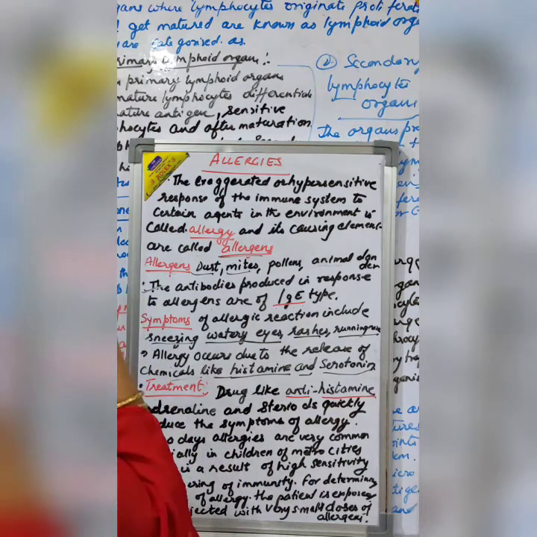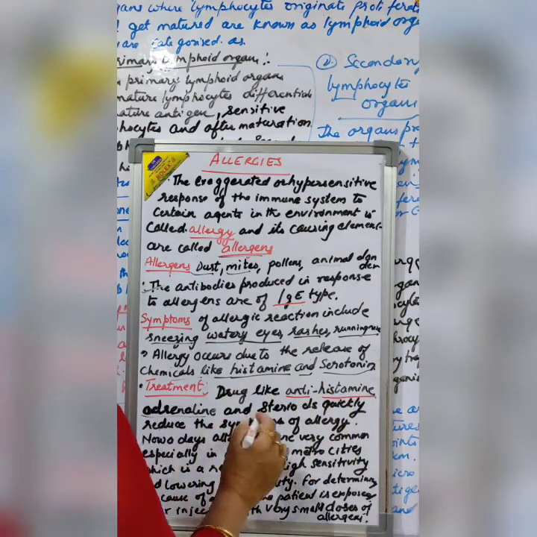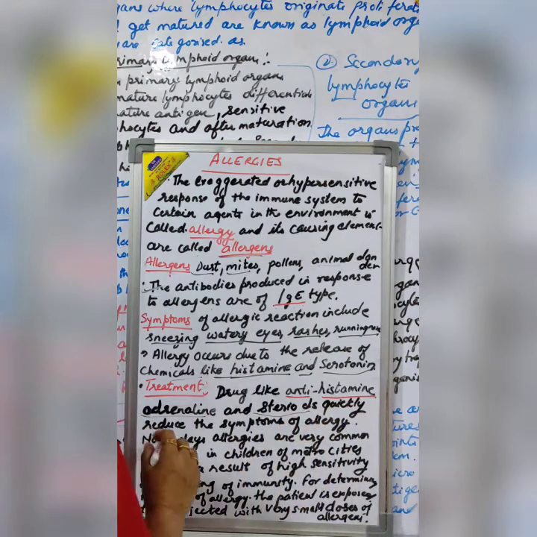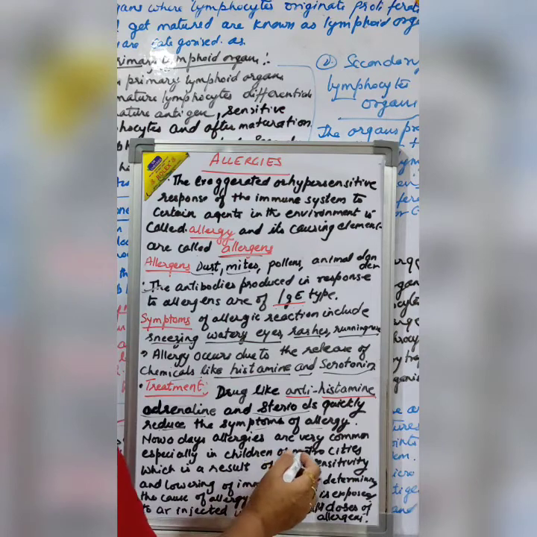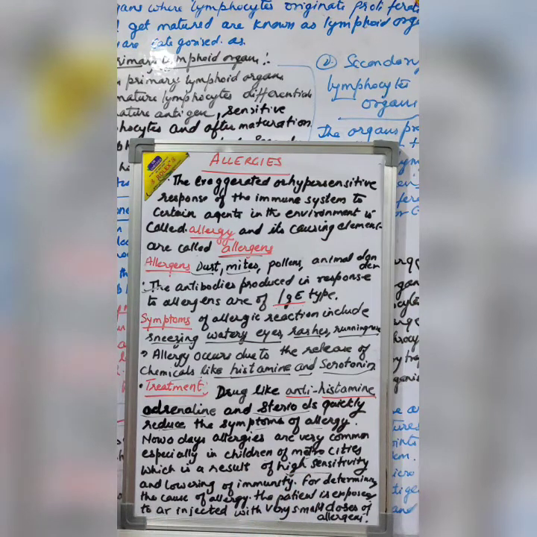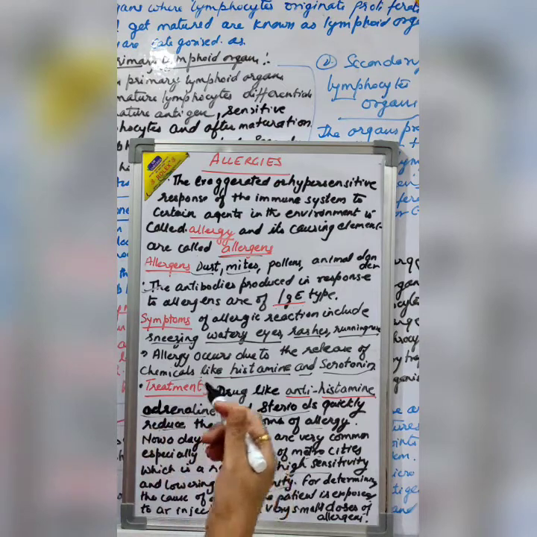Next is treatment. Drugs like antihistamine, adrenaline and steroids quickly reduce the symptoms of allergy. Nowadays, allergies are very common, especially in children of metro cities, which is a result of high sensitivity and lowering of immunity. Immunity power is low. That is why they have allergy with different agents.